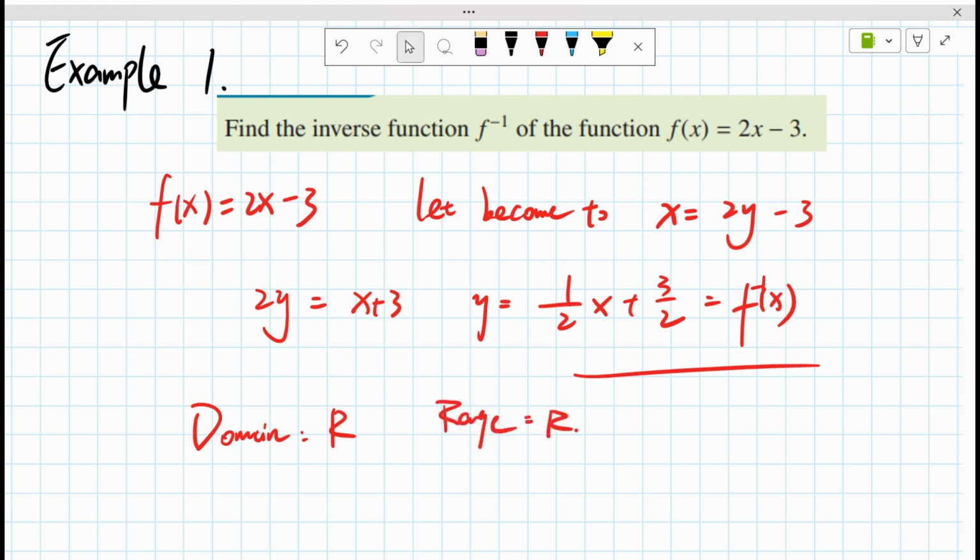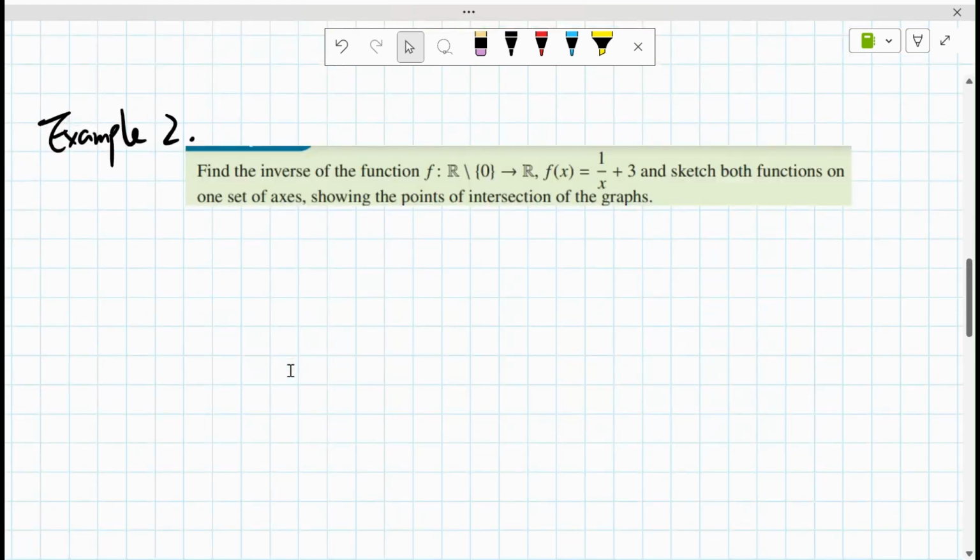Once we finish that, we keep going, and the next question is example 2. Find the inverse function of f(x) equals 1 over x plus 3, with domain all real numbers except 0, and sketch both functions. We're also going to find the intersection points. So highlight this: sketch both functions, then show the points of intersection. We need to do it in 3 parts.